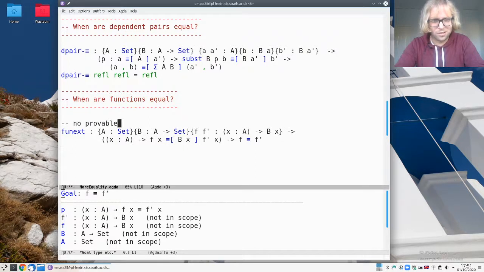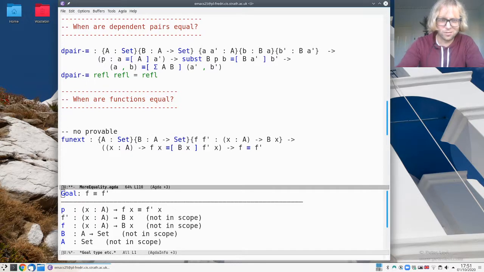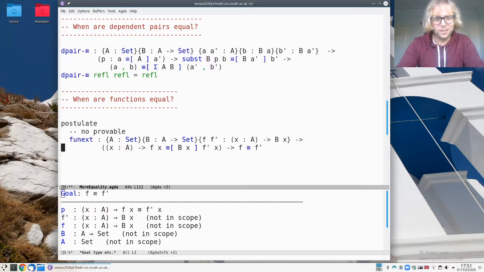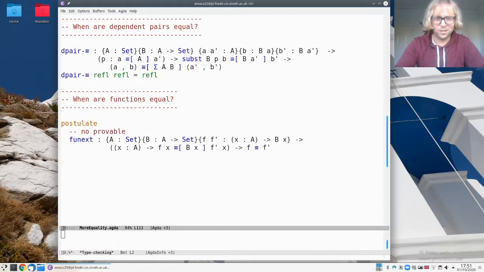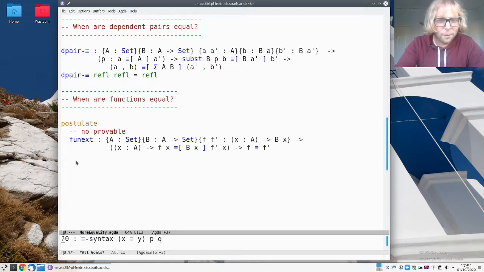And because it is so useful, then we're often going to assume it anyway, because there are also models where it is true. So it's an undecided principle that it's true in some models and false in some models. So what we're typically going to do is we are going to postulate this. So there's a keyword called postulate in Agda, where you can just assume that you have something of the right type, and then you can use it.